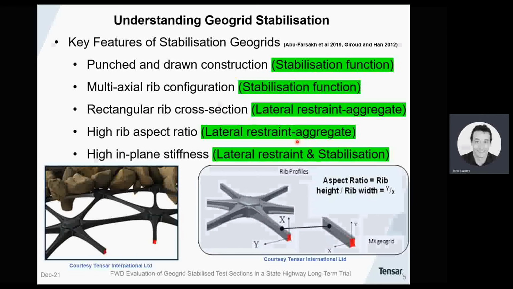So what are the key features of stabilisation geogrids that relate to these mechanisms? We can see them here. And in summary, the geogrid manufacturing characteristics relate to the stabilisation function, and the rib characteristics of the geogrid relate to the lateral restraint of the aggregate in the stabilised layer. High in-plane stiffness of the geogrid assists both lateral restraint and stabilisation.